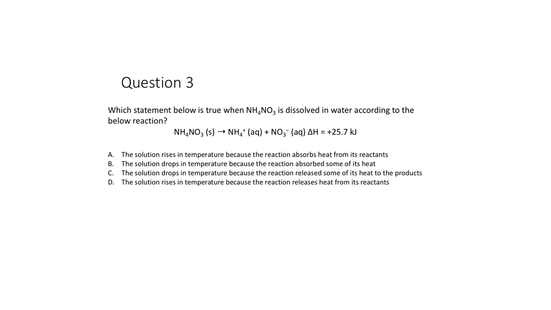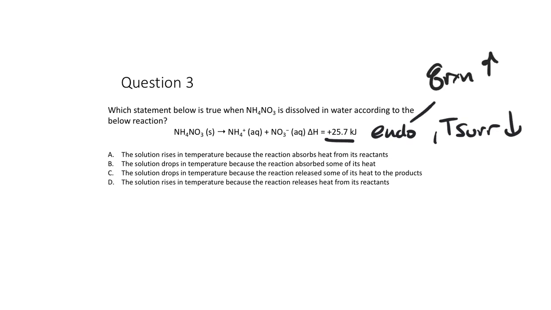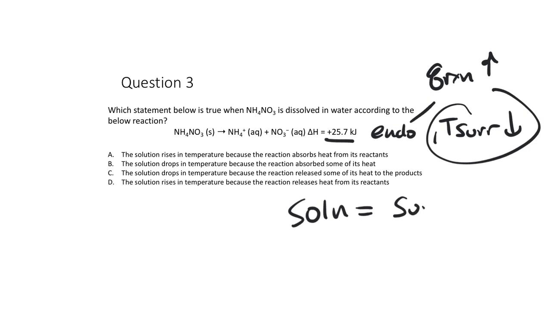Question 3. We have ammonium nitrate dissolved in water, according to the reaction below. Endothermic, so the reaction is absorbing heat. The heat would come from the solution, so the solution temperature should decrease. So the temperature of the surroundings here will decrease because the heat of the reaction is positive. So if the heat of the reaction has to go up, then it has to come from the surroundings. The solution is the surroundings. So the solution temperature should decrease because the reaction absorbs heat from its reactants.